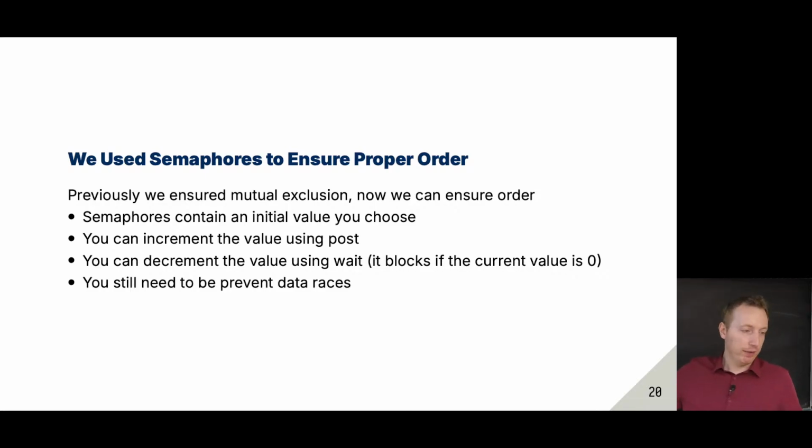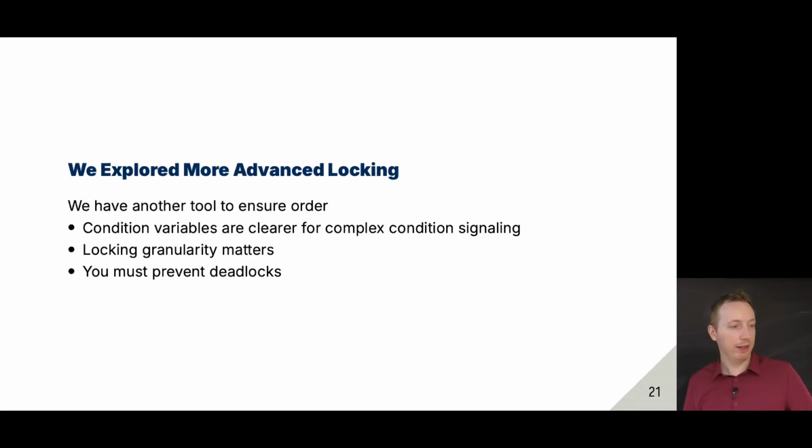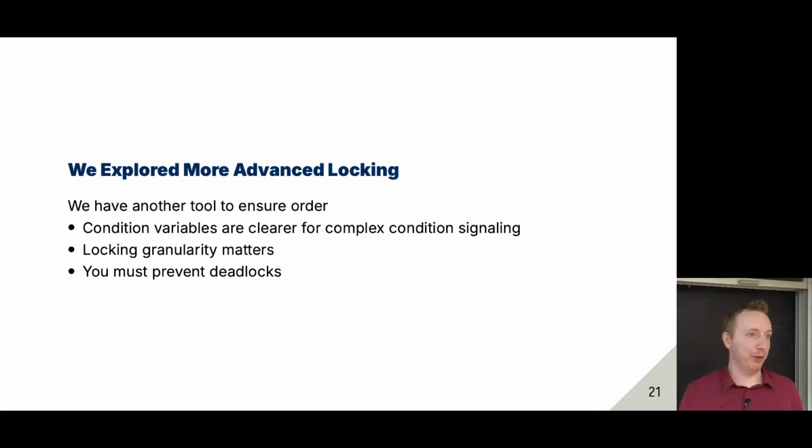Still have data races, still need to prevent data races. We saw some more advanced locking, so we went over condition variables. Might be clearer for more complex condition signaling. We briefly talked about locking granularity. You had some practice with that in lab 5. So I told you to use one lock. You discovered it was slow, hopefully. And then I told you you can do whatever you want.